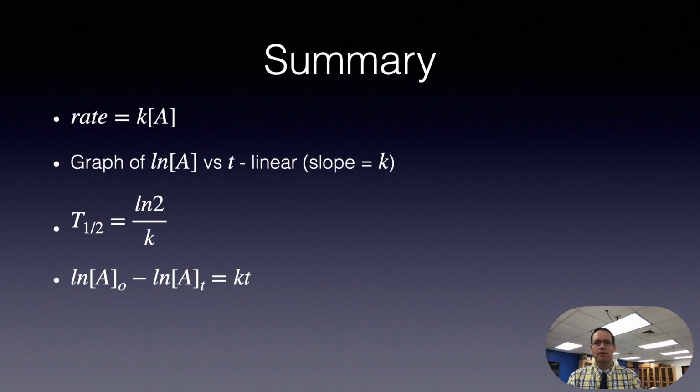In summary, these are the equations you need to know and the main concepts. For a first-order reaction, rate is equal to k times the concentration of A. If you graph the log of A versus time, it's linear. The slope is equal to k. The half-life formula and the integrated rate equation should literally be memorized, or it should be written down on a note card and taped on your desk where you study.